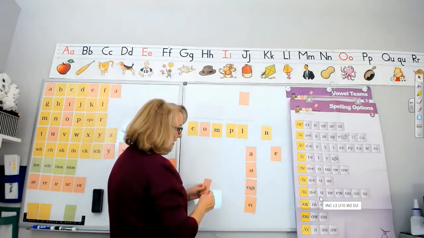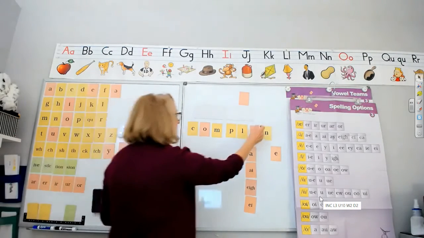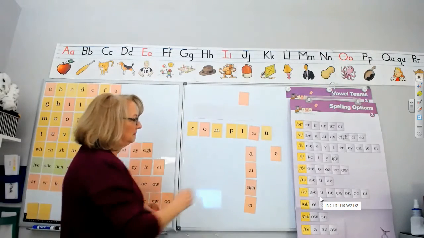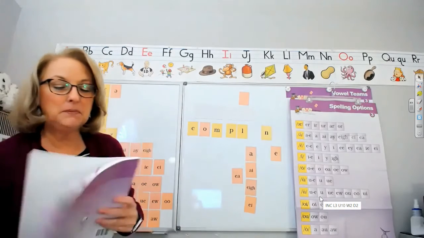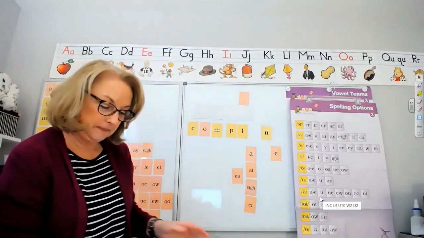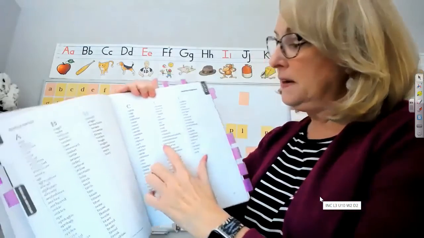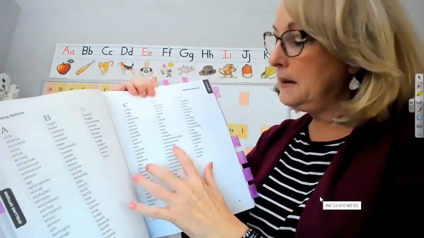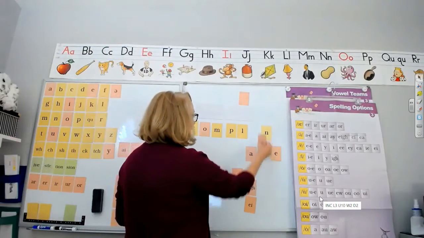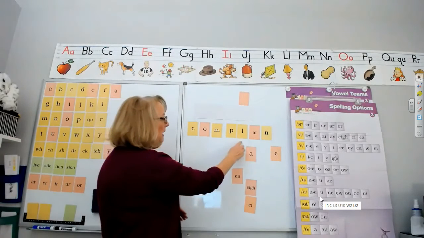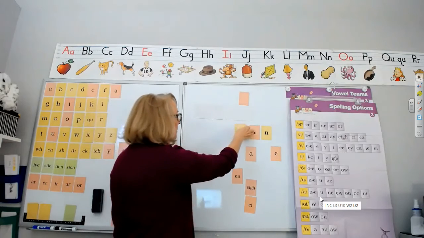And we need E-A, complain. What do you think? Did you see one that looks good? We'll look it up and we'll make sure. If you look on page 45 and go to the center column, you'll find the word complain, C-O-M-P-L-A-I-N, A-I. C-O-M-P-L-A-I-N, complain.